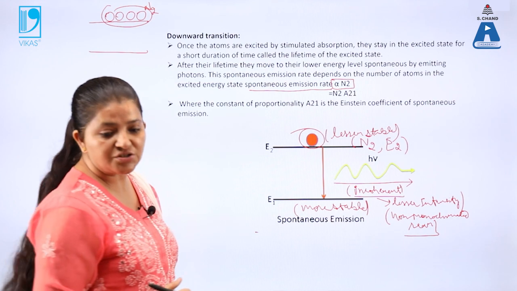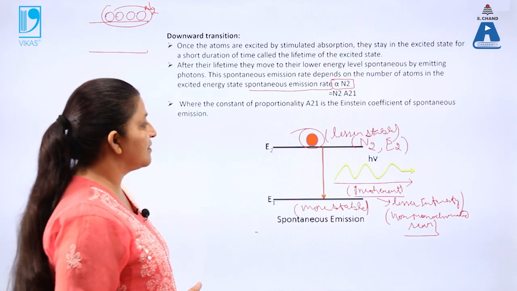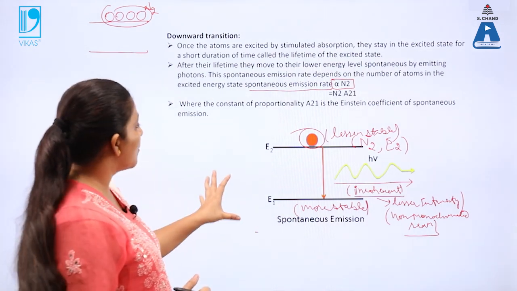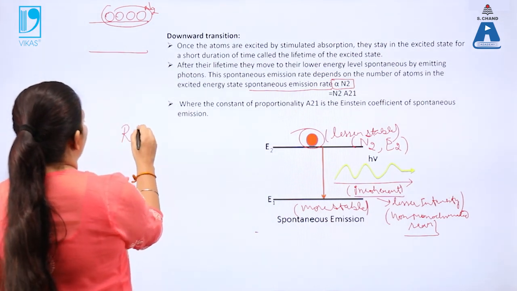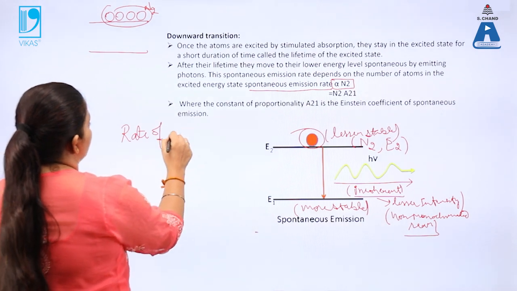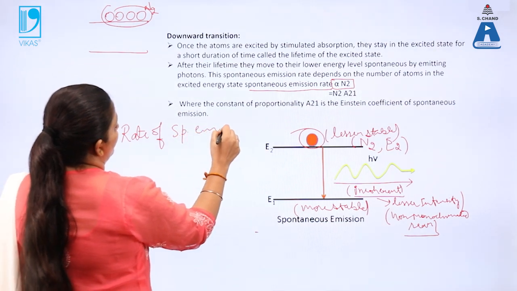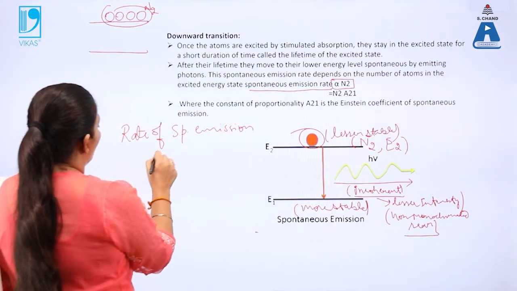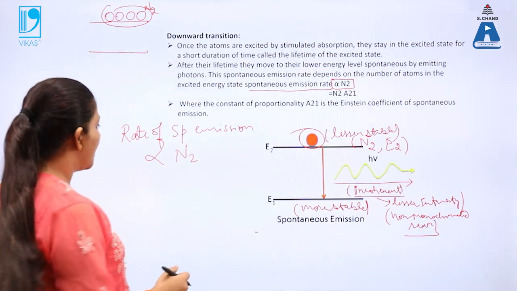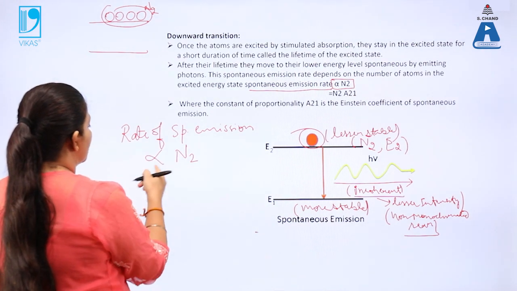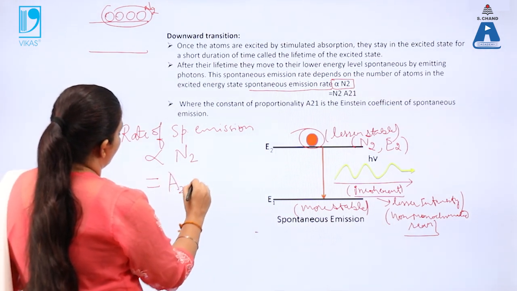So when the transition takes place from the excited state to the ground state without any external force, this is called spontaneous emission. And the rate of spontaneous emission will depend only on N2. So what is N2? That is the number of atoms which are present in the excited state. Now again this proportionality symbol will be equal to some constant, which is A21 into N2.